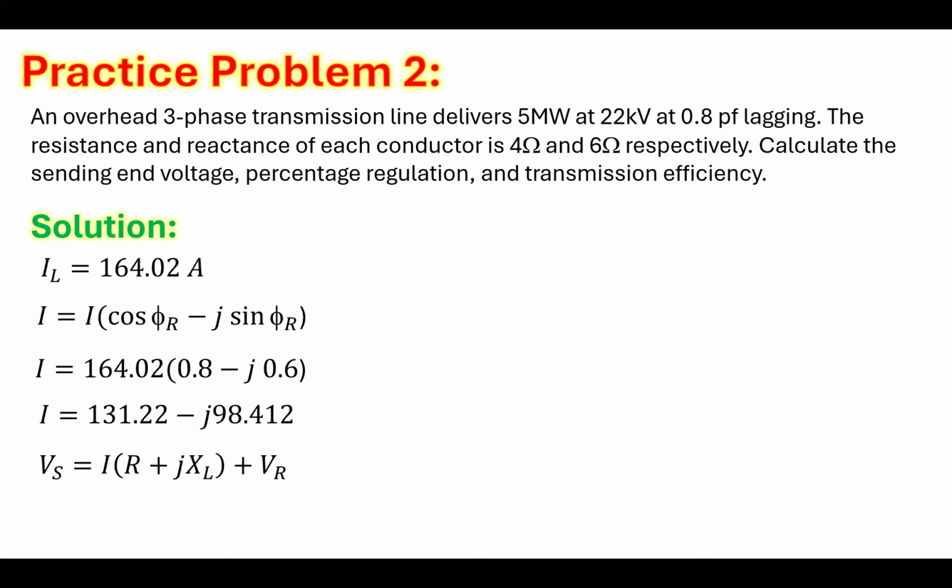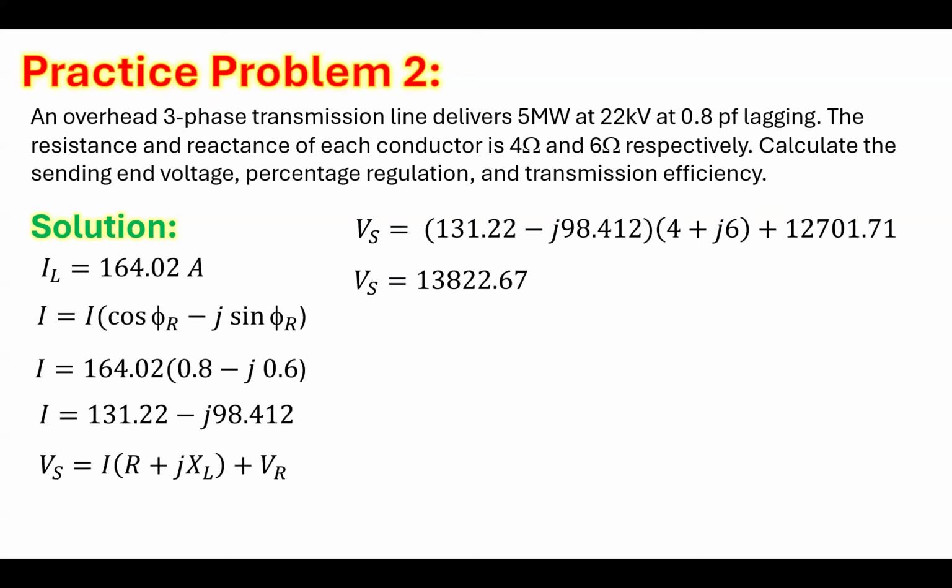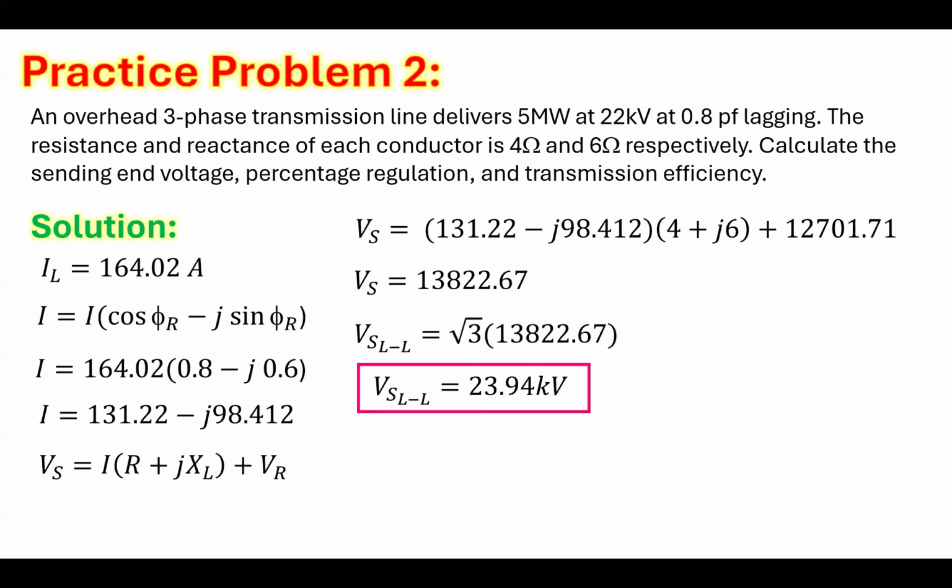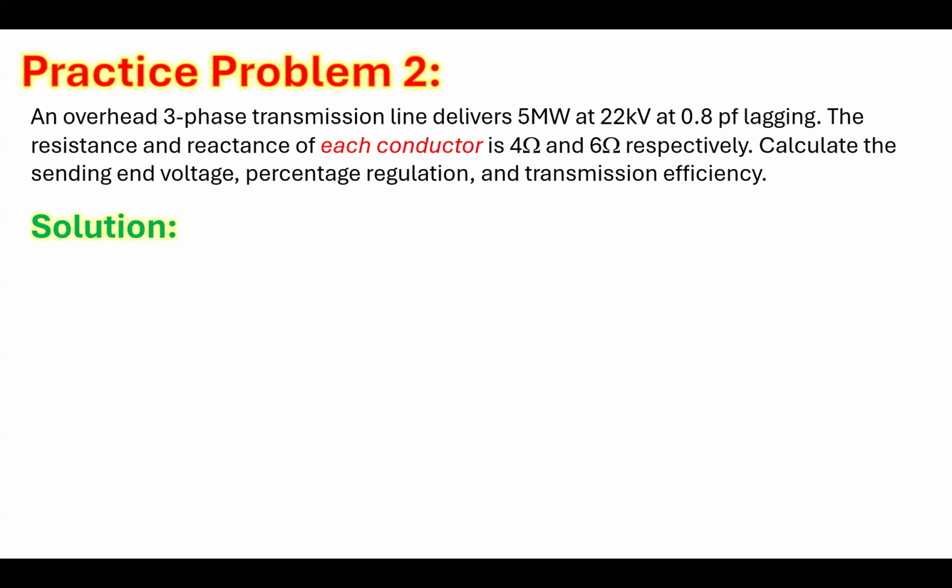So using our equation to solve for the sending end voltage, we just simply substitute all the given values. So this will give us the sending end voltage of 13,822.67 volts. To get the line-to-line sending end voltage, we simply multiply this by square root of 3. So this will give us 23.94 kilovolts. So that is our answer for the sending end voltage.